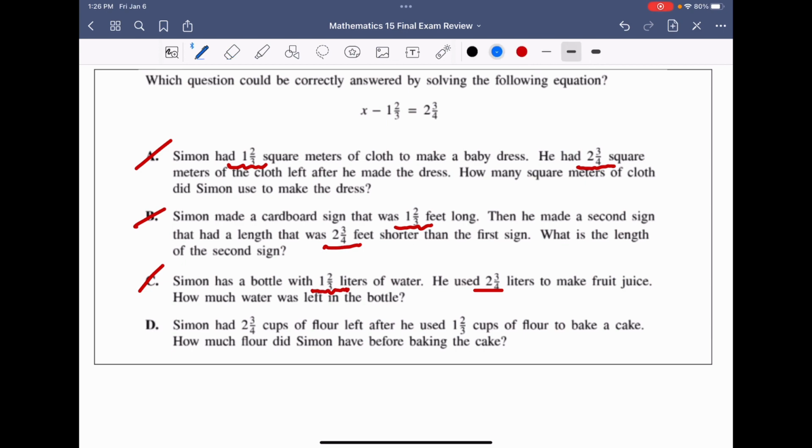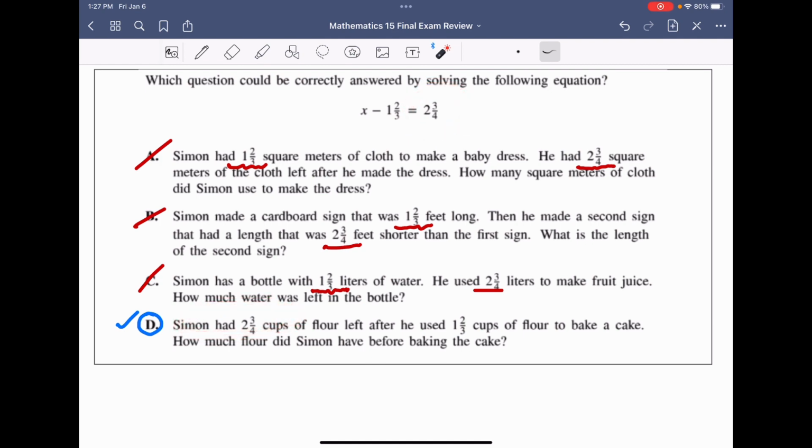So we know D is going to be the one that ends up being the truth, but let's see. Simon had 2/3 cup of flour left after he used 1 2/3 cup of flour to bake a cake. How much flour did Simon have before baking the cake? This one clearly seems okay because they say in the end he has this amount. Okay, so on one side of the equal sign, we should see that value. Simon had this amount after he made the cake. So this and this, because it was how much was left.